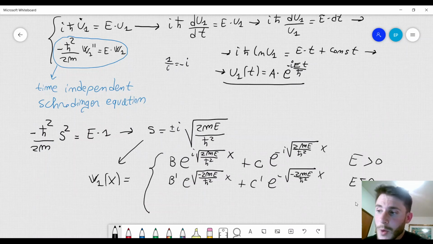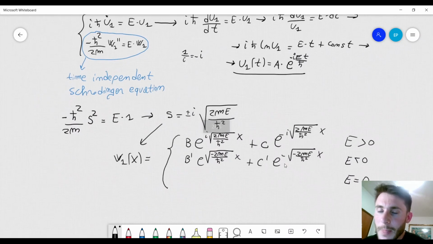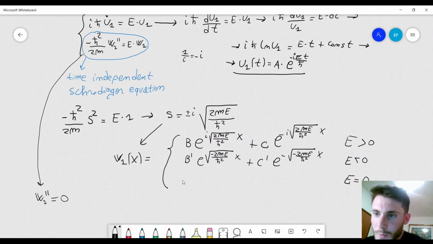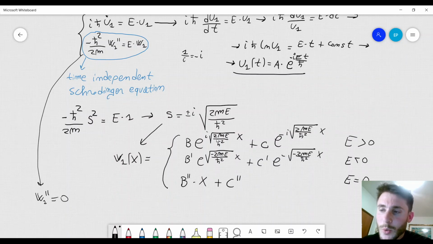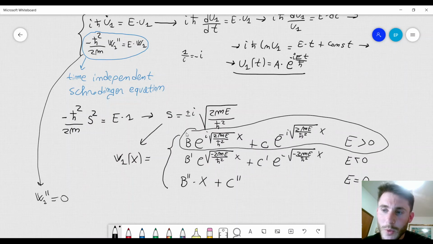And if you want, you can also consider the energy equal to 0. So when you have the energy equal to 0, the solution to the differential equation there will simply become psi double prime equal to 0. So the solution will be something like this: B double prime times x plus C double prime. Okay, but let me repeat to you that what we will consider is the energy greater than 0 here. So this is what we'll be interested in.